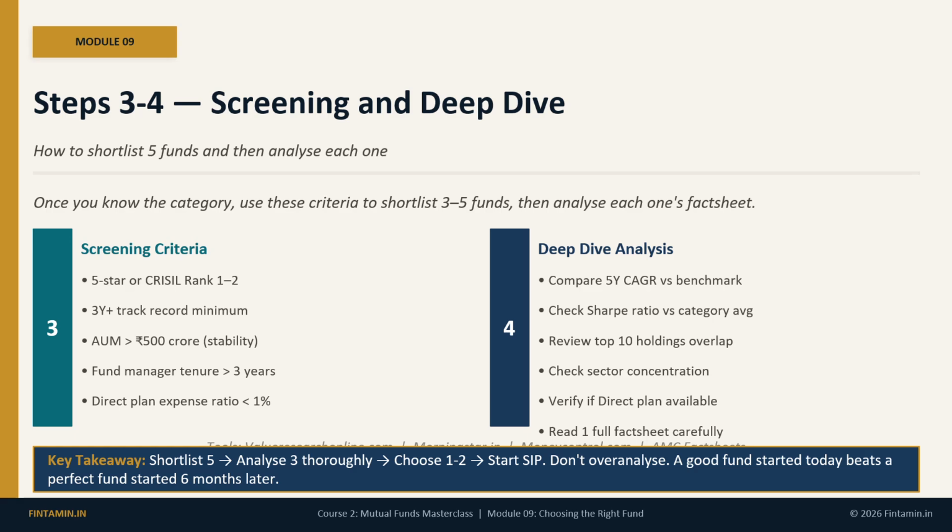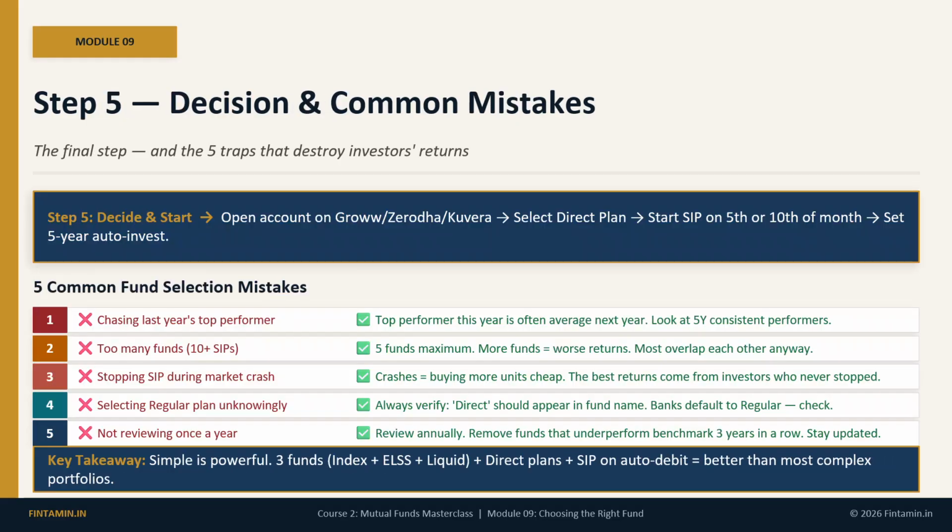Now step 4, the deep dive. For each shortlisted fund, download the fact sheet. Check, does the 5-year CAGR beat the benchmark? Is the Sharpe ratio above 1? Are the top 10 holdings reasonable? Has the expense ratio been stable or increasing? Is the fund manager the same one who produced the track record? After this process, you should be able to identify 1 or 2 clear winners in each category. This is your fund selection.